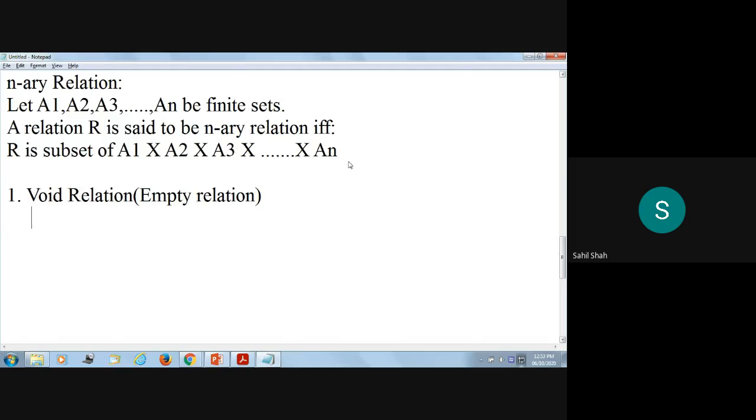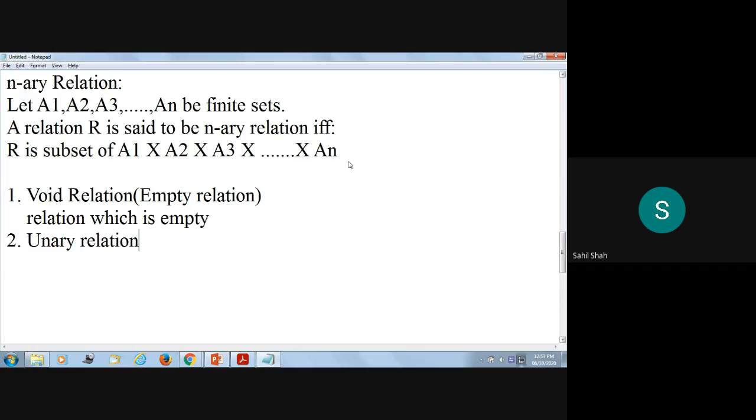As we know, the empty set is a subset of every other set. So a void relation or empty relation is a relation that is empty, that does not contain any pair as such. We first defined an n-ary relation, which involves n different sets. A relation defined on n different sets is called an n-ary relation. A void relation or empty relation is a relation which is empty, which does not contain anything. That is the empty relation.